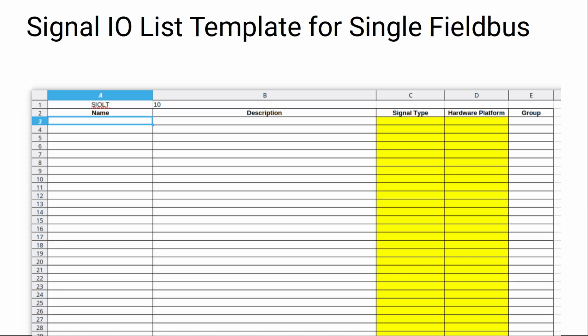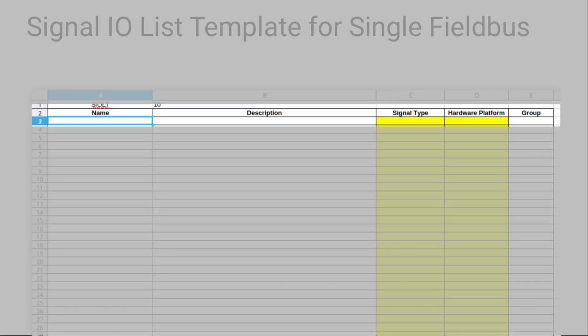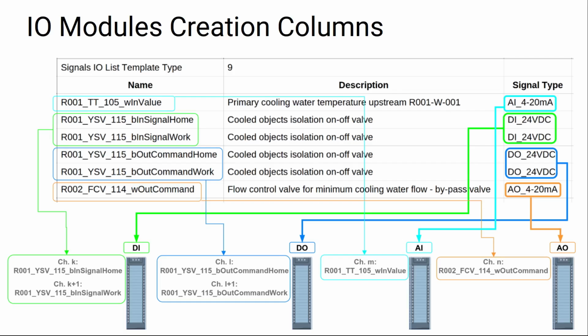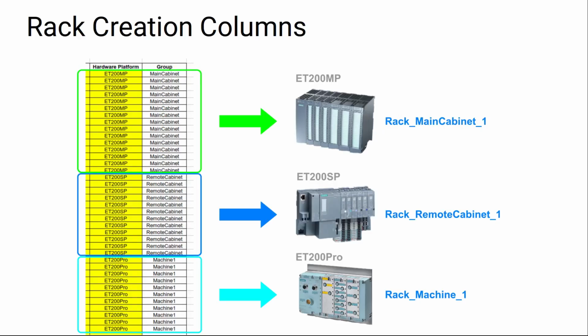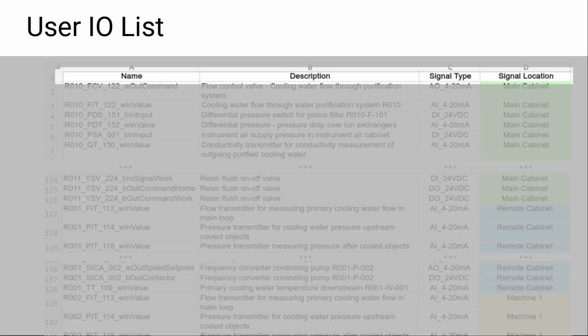The IList template for single field bus architecture has 5 columns. The first 3 columns, name, description, and signal type, are I/O module creation columns. These are inherited from signal IList for single rack architecture. The last 2 columns, hardware platform and group, are rack creation columns. On the other hand, the user IList has 4 columns: name, description, signal type, and signal location.